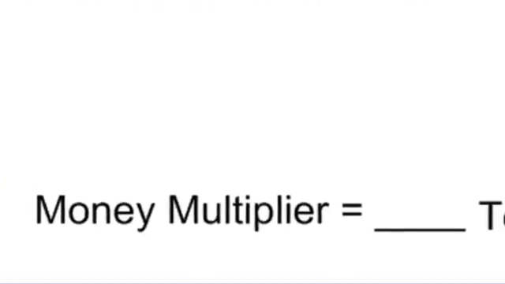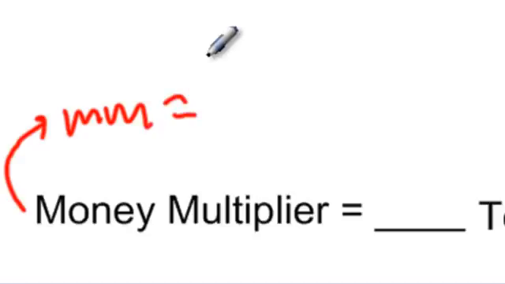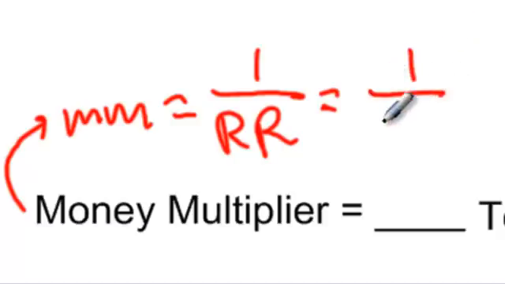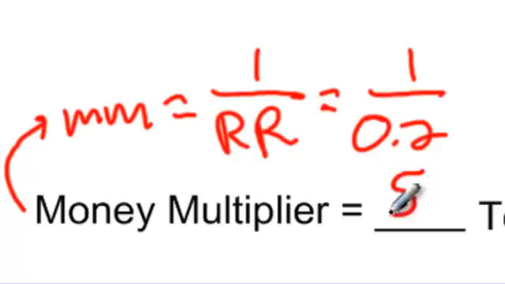In this economy, to determine the total change in the money supply that resulted from the initial change of 1,000 euros, we must calculate what is called the money multiplier. The money multiplier is found by dividing 1 by the reserve ratio. In our economy, the reserve ratio is 0.2, so the money multiplier is 1 divided by 0.2, or 5.